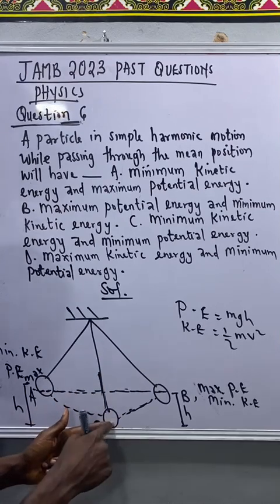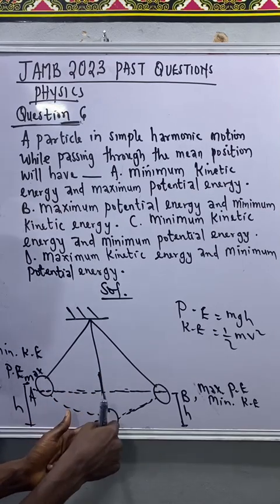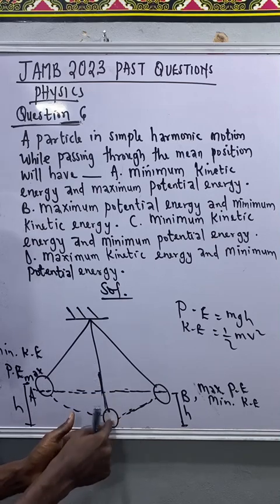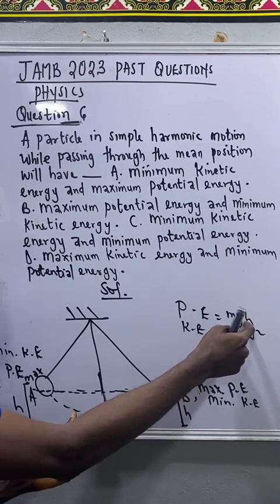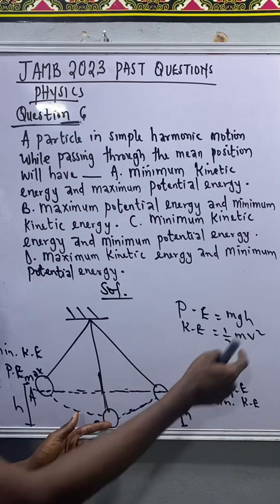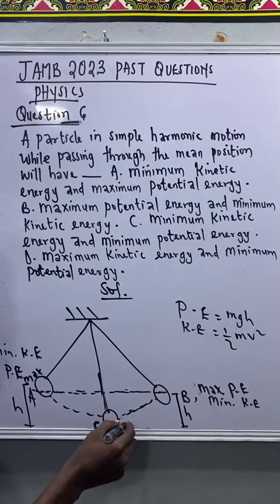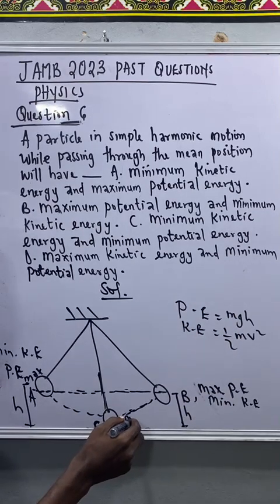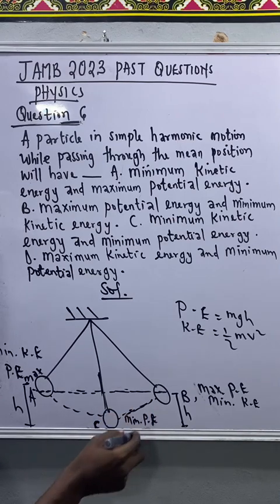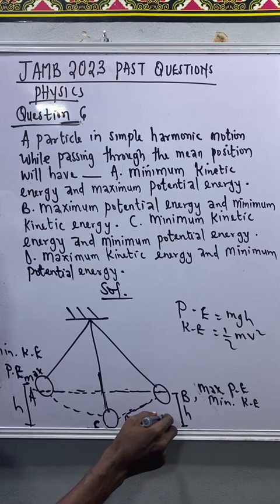Now, here we can refer to as the lowest point. There is no height at this point at all. You can see it's the lowest point. Height is 0 here. If we substitute 0 in the formula, we are going to have 0 for potential energy. That means we have minimum PE at point C, and then we have maximum KE.